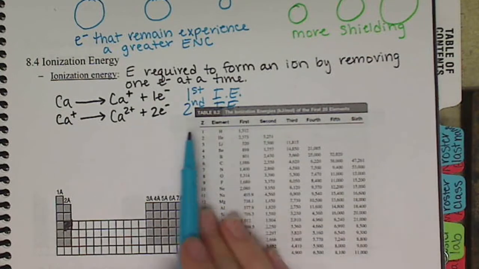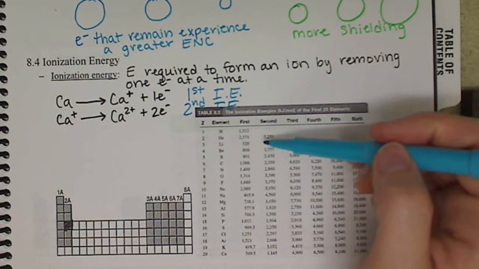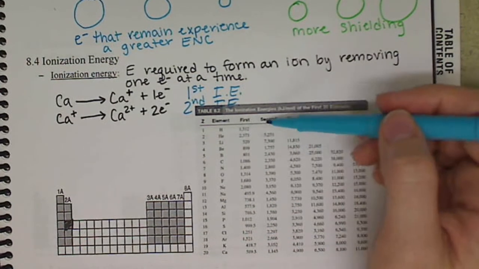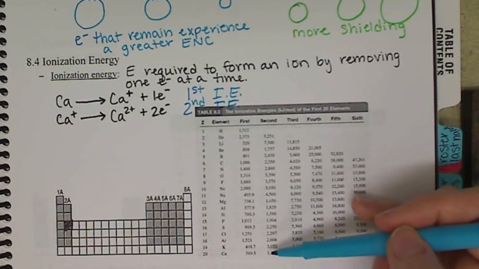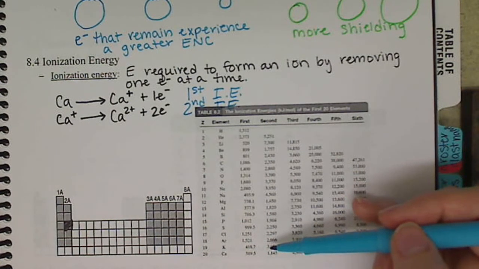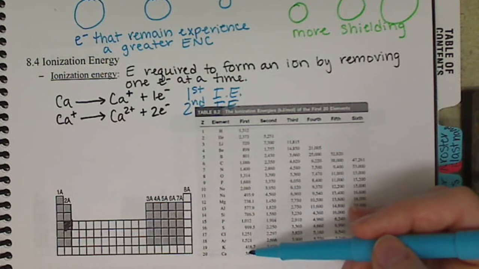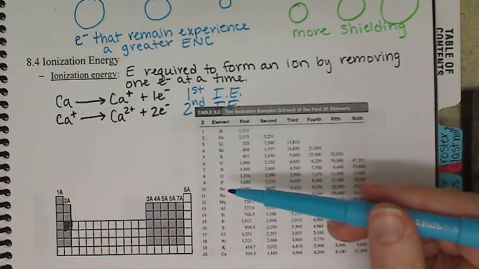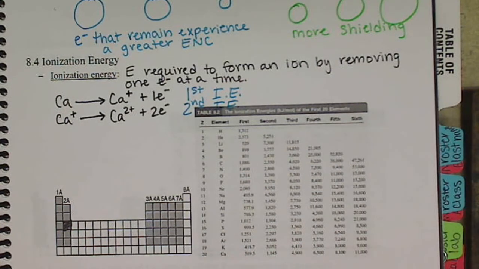So we have values here, the first ionization energy, the second ionization energy. Regardless of the element, the second is always going to require more energy than the first electron. That's because when you remove one electron, you now have less shielding, so greater effective nuclear charge, so it's going to require more energy to rip off that second electron.